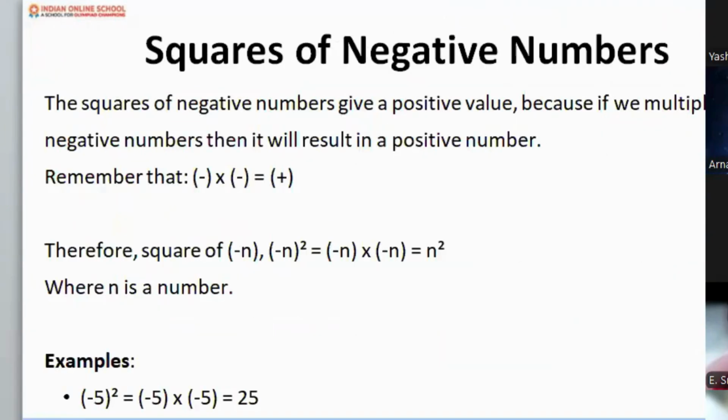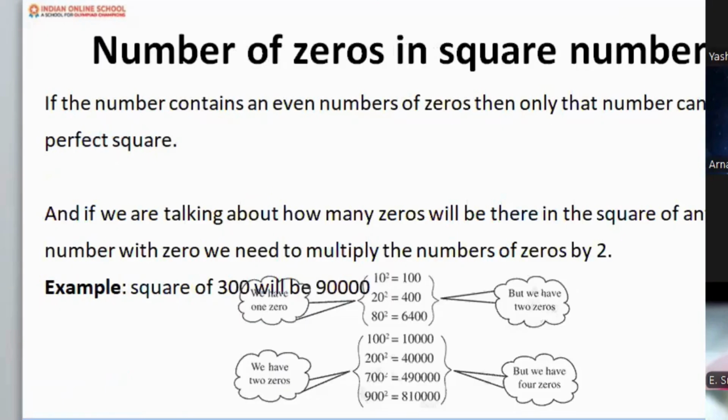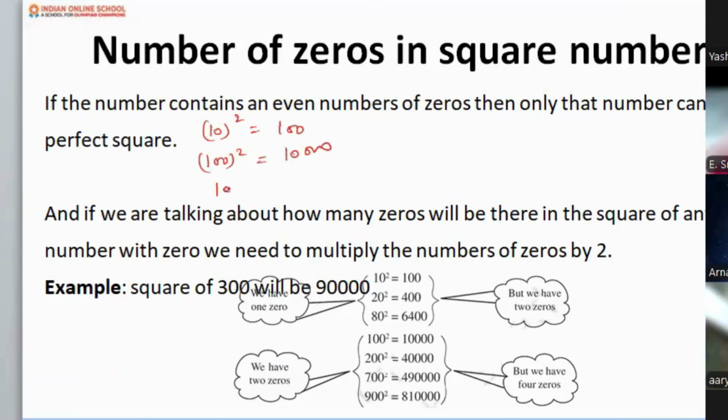So now we are moving towards the square of a negative number that you already know needs to be positive only. Now let's talk about the number of zeros. If I'm asking, what is the square of 10? 100. What is the square of 100? 10,000. What is the square of 1,000? 1 lakh. 10 lakh.